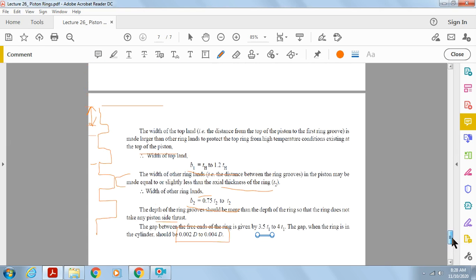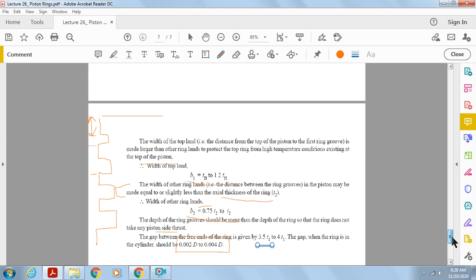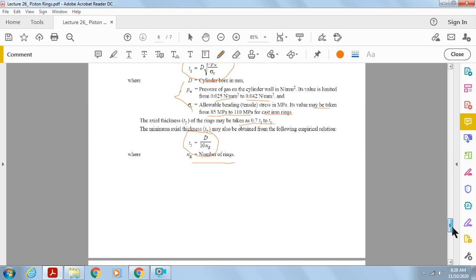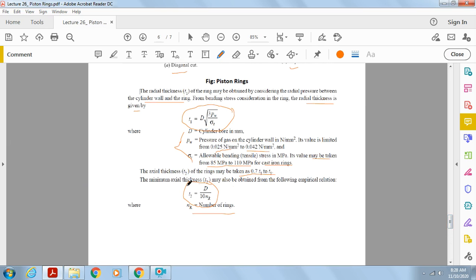Here we see that the width of the top land and the width of the ring land have mathematical relations with respect to T2, TH or D. So you have to remember everything. How can we determine the axial thickness and the radial thickness of the ring? Here T2 can be 0.7 T1 to T1. There is another method to find the value of T2, that is D by 10 NR. Use these two relations to find the value of T2, and the larger of these two will be adopted.